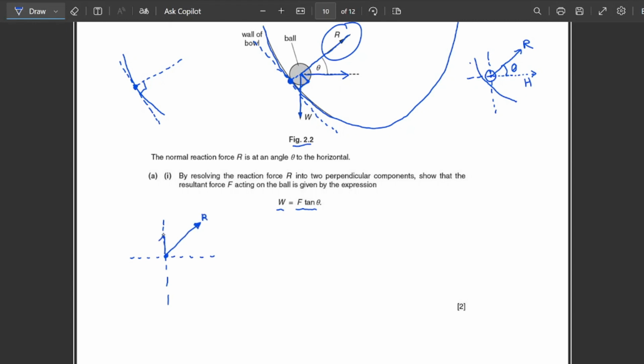They want you to break it into its vertical component and its horizontal component. The reason they say perpendicular is because obviously the vertical and horizontal have a 90 degree angle between them, so it makes sense that they're both going to be perpendicular. Now, how do you do that?